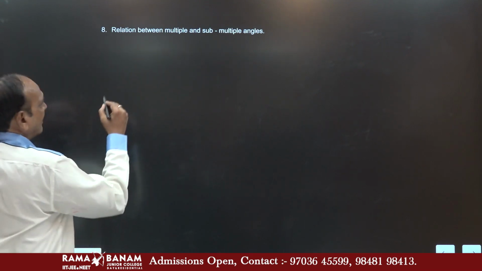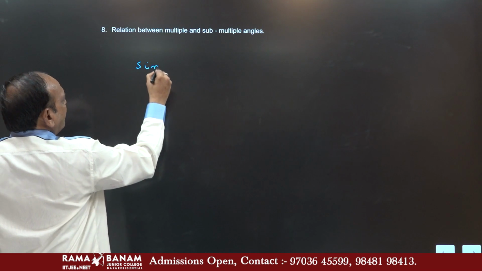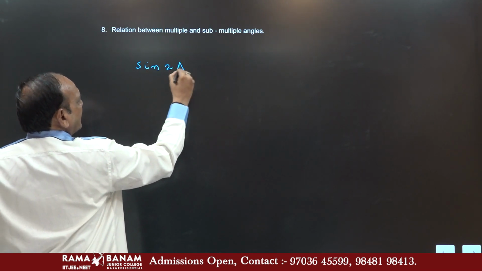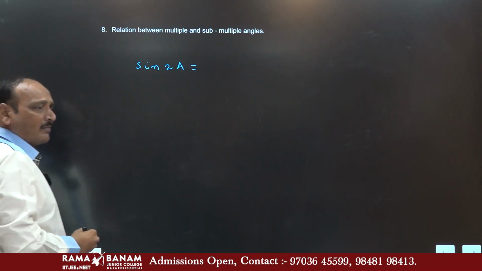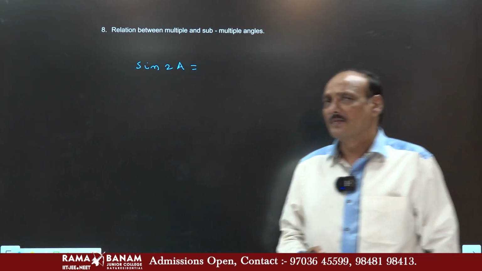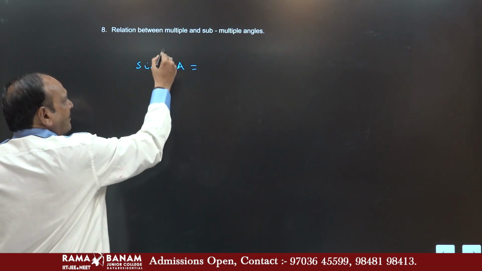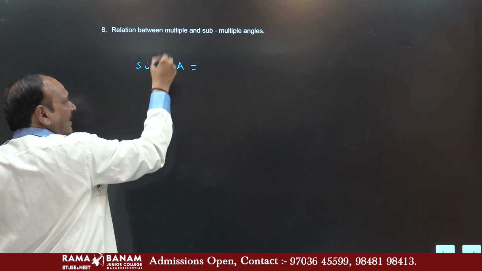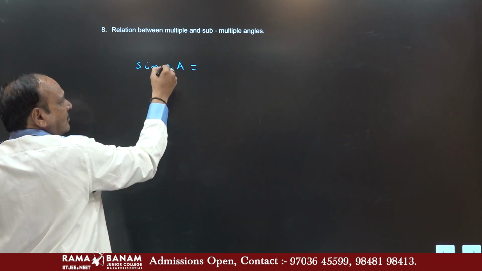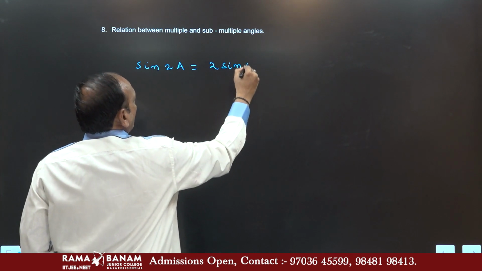You know very well sin 2A, because before, the concept I gave was sin A plus B. Sin A plus B formula is what? Sin A cos B plus cos A sin B. In the place of A, I am taking A, and in the place of B, again I am taking A. A plus A is equal to 2A. Sin 2A is nothing but 2 sin A cos A.